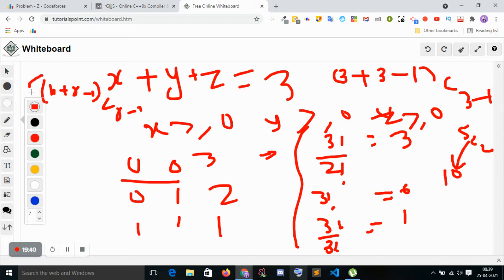So I will prove it. Why is it n plus r minus 1 C r minus 1? Let's try to prove it, and think about how to solve this question.